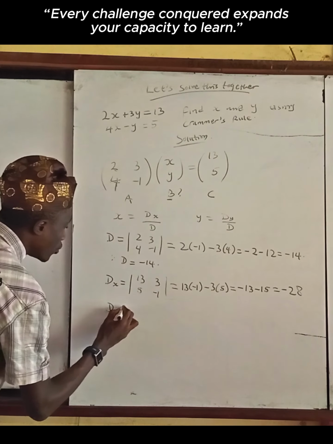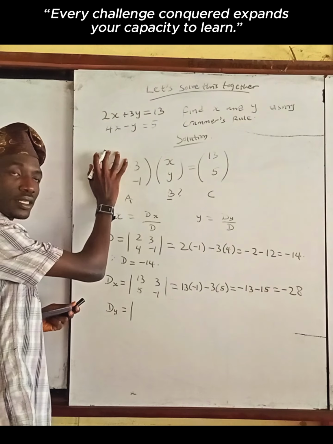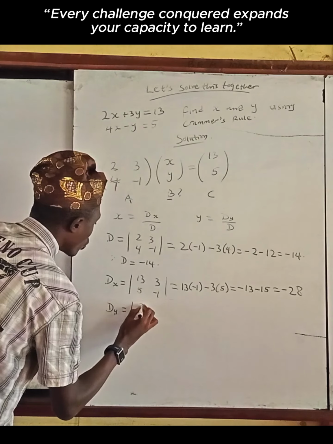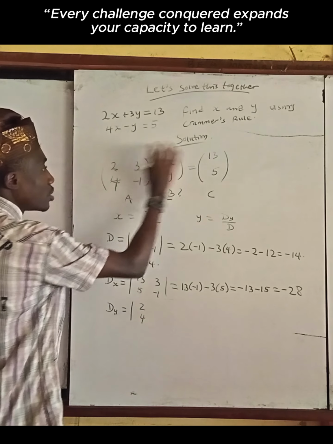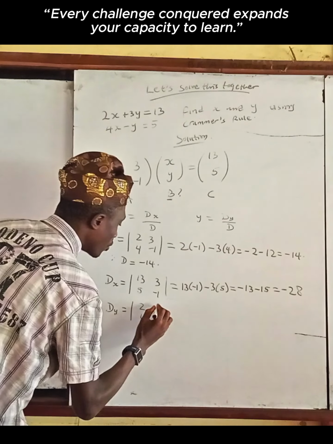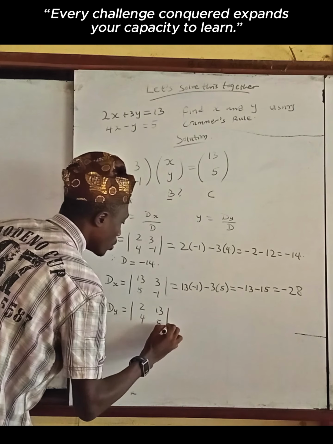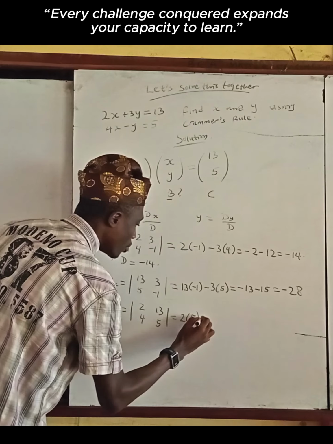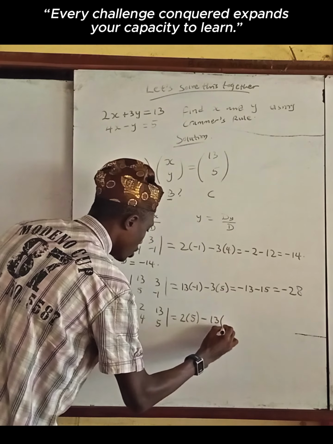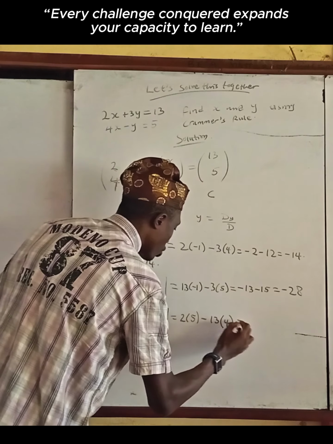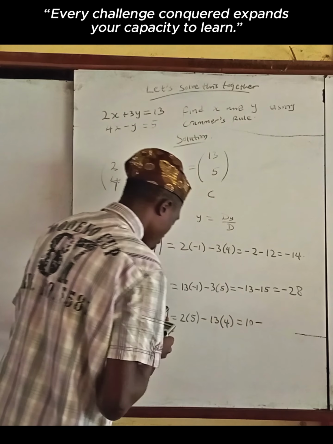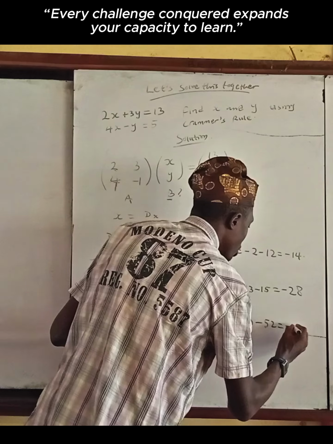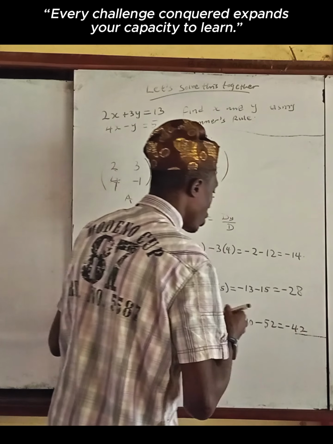Let's check for the y too. So x will remain. The column for y is what we are going to replace now. So we have 2 and 4. Then you are going to replace this, we bring it here. So we have 13 and 5, which is equals to 2 into 5 minus 13 into 4, which is 10 minus 52, which gives us minus 42. Are you with me?